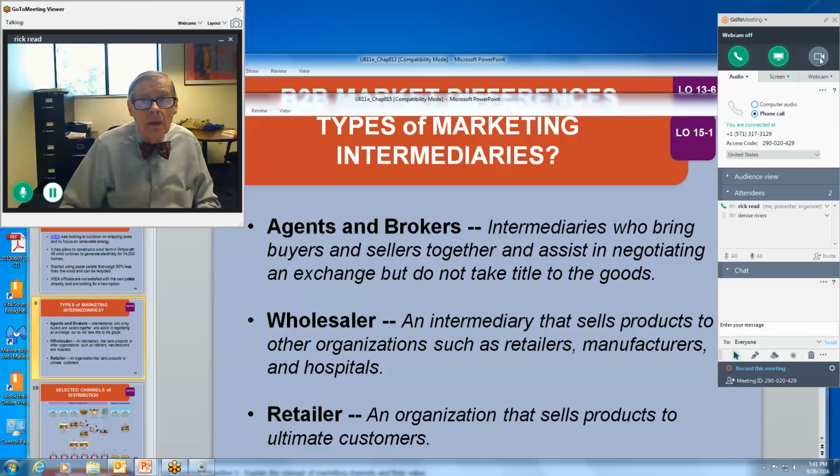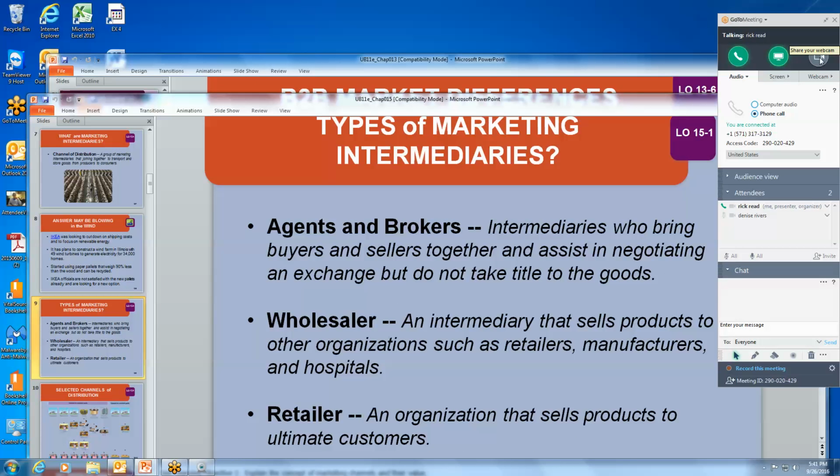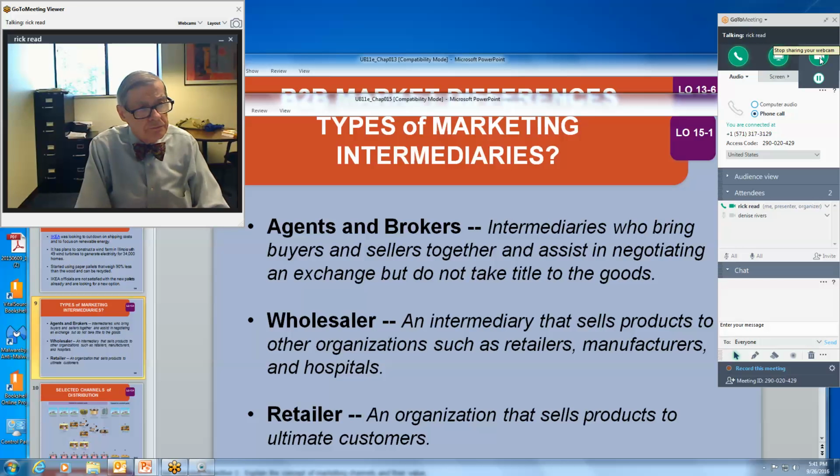These are the types of intermediaries that we have: agents and brokers. These people do not take control of the goods, but they bring buyer and seller together and facilitate an exchange. The actual term is they don't take title. That means they don't physically have the goods.